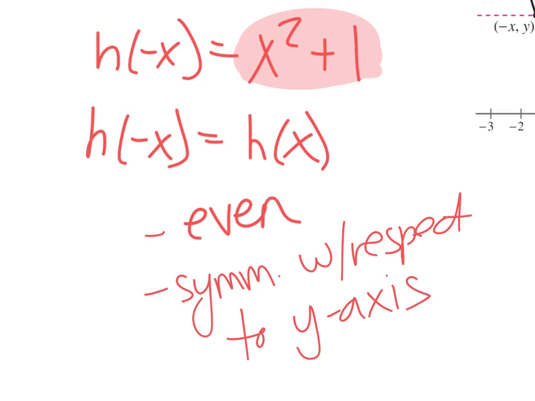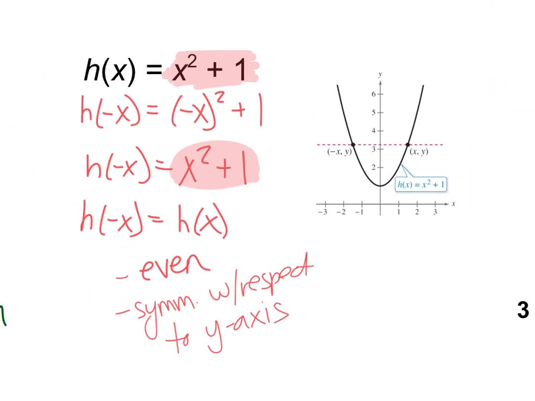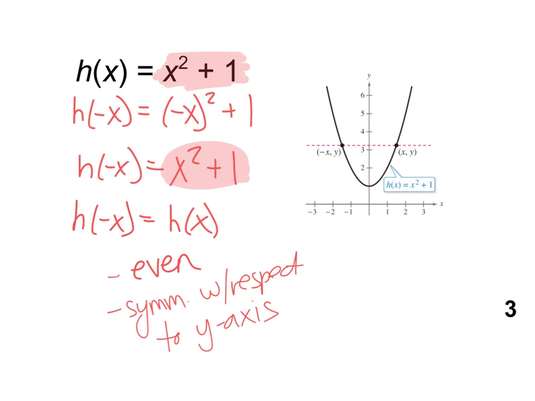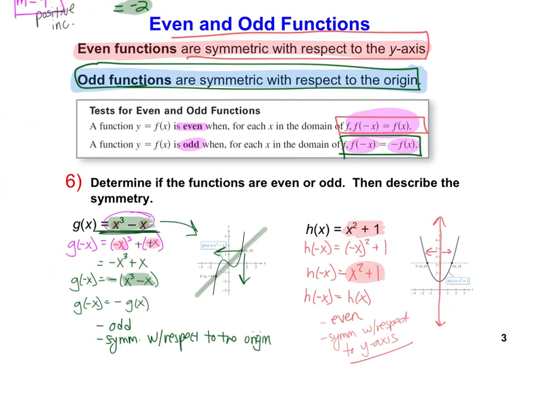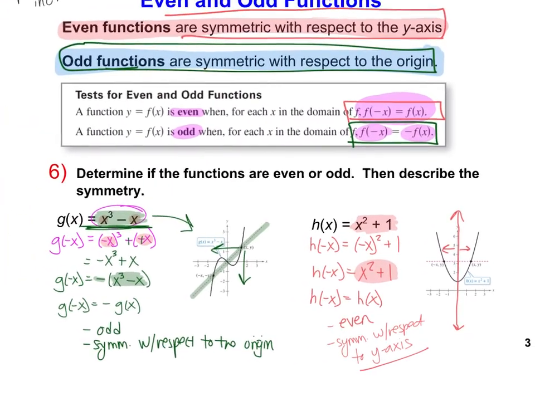And then again, if you use Desmos and you graph it, here's what your graph would look like. And notice how it's exactly the same if I draw a line straight up and down for my y-axis. It is the same on both sides, so that is symmetric with respect to the y-axis. So there are even and odd functions, how we can tell those algebraically, and what their graphs look like in terms of symmetry.